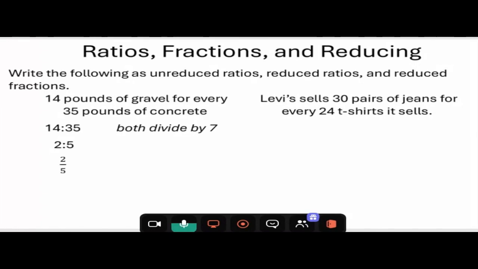And as a reduced fraction, that would be 2/5, like so. So again, exactly the same as working with fractions. Anything that divides out of both of them, you can do.